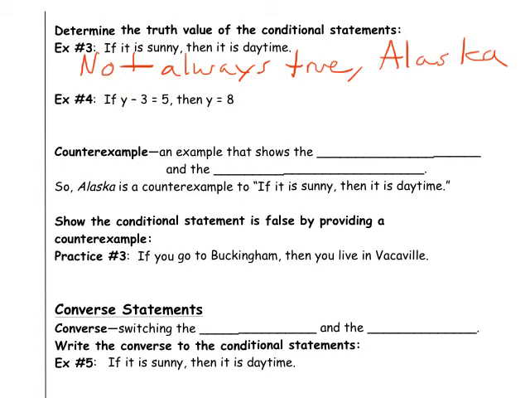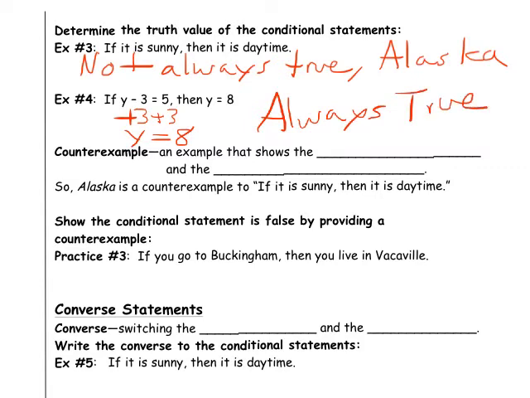Let's try the next example. It says, if y minus 3 equals 5, then y equals 8. Is this always true? Yeah, this is always true. If I solve this equation, y minus 3 equals 5, and add 3, I would get that y has to equal 8. And that's the only thing it could be. So this is always true. That never changes.